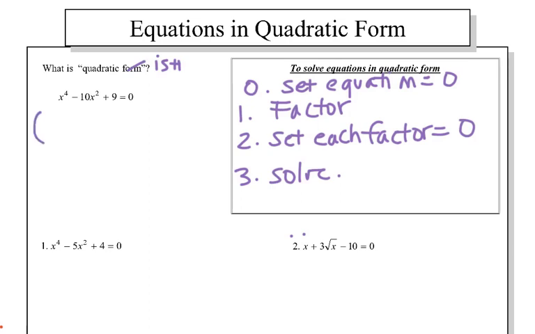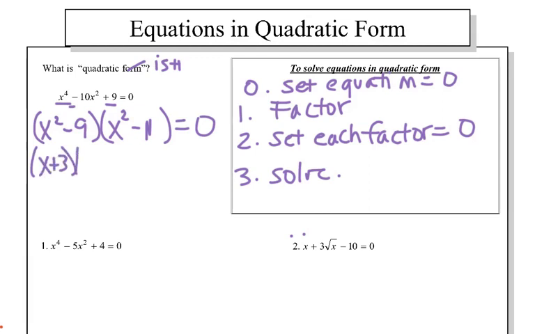So here you might say, well, how do I factor that? Well, same way as we did before, we say what times what gives you x to the fourth? X squared, x squared. What times what gives you positive 9 but adds to negative 10, right? Negative 9 and negative 1, right? Can I factor that again? Sure. X plus 3, x minus 3, x plus 1, x minus 1, right?